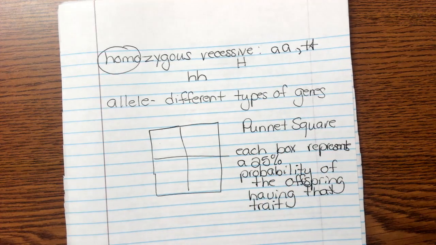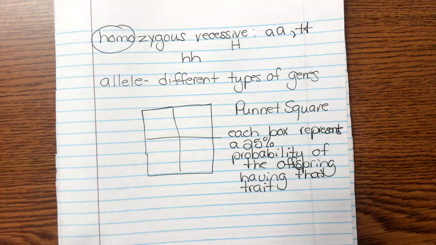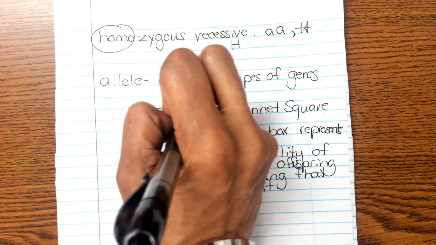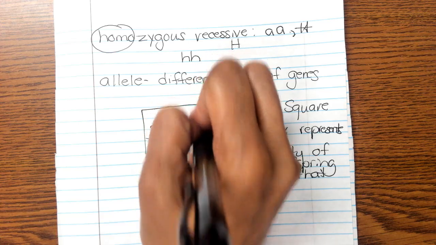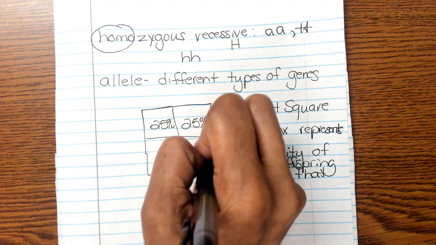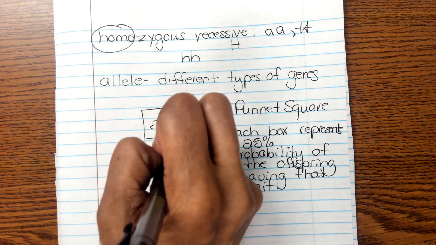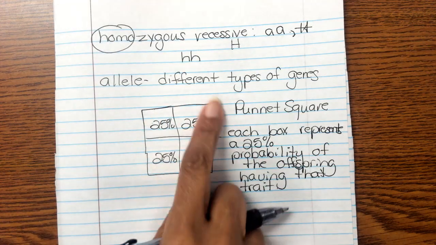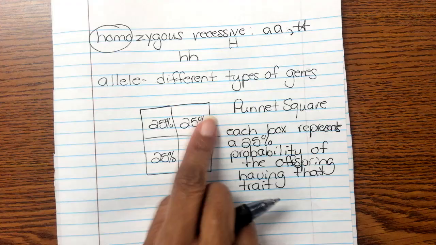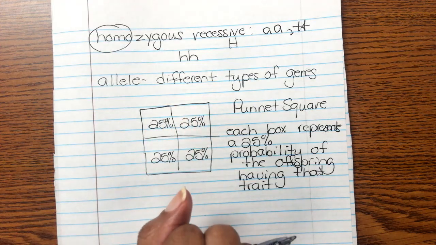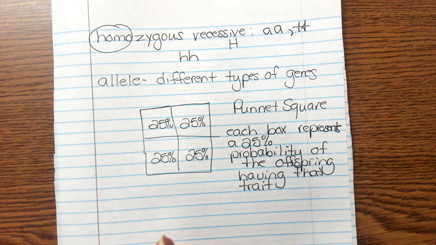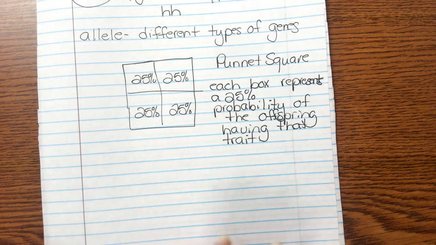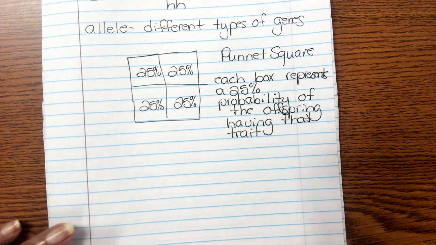Hint, hint, this is a question straight off of your test. So each box is 25% chance. Okay, so think of this box as $1, and think of the Punnett square itself as $1, and each box is a quarter, because 4 quarters make $1. Okay, so if you can think of it like that, that might help you. All right, so let's do a little bit of practice, and then we'll be done.